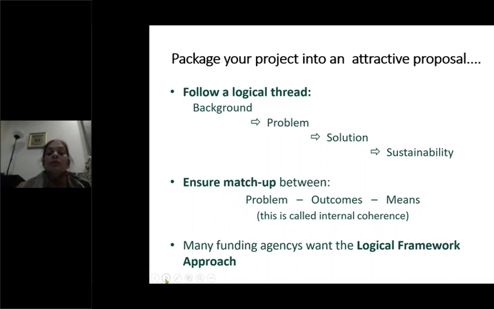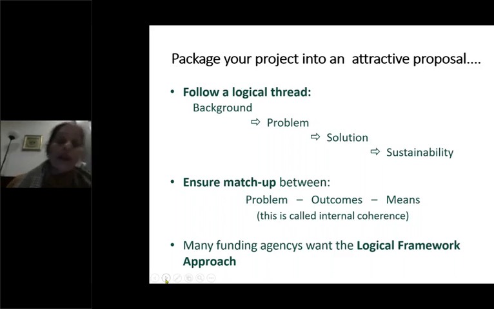And then go for the solution. What can be the possible solution and what can be the possible economic solution? Some are very expensive. All funding agencies look for the sustainability of the solution which you are proposing. So this is the logical sequence you should follow. Just a second. You should follow that.